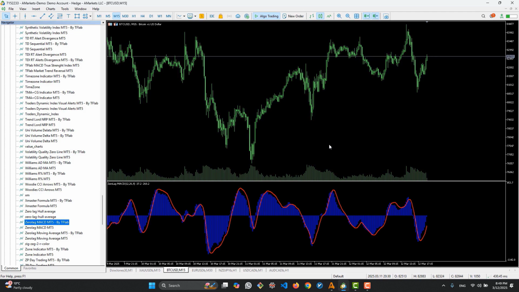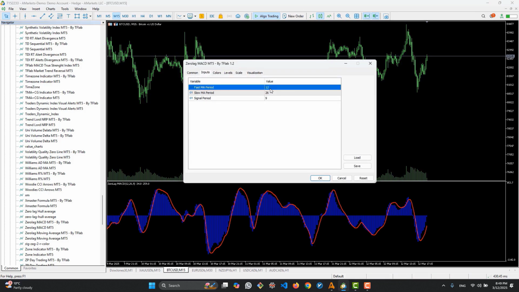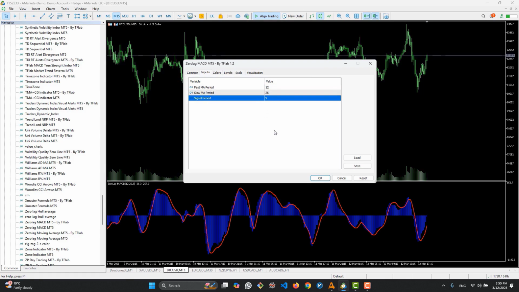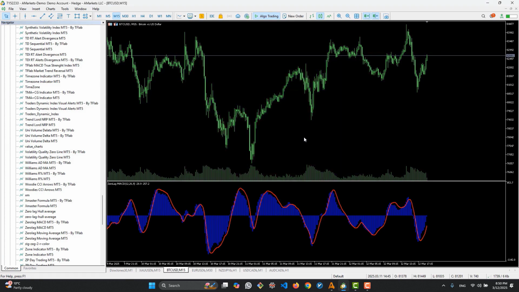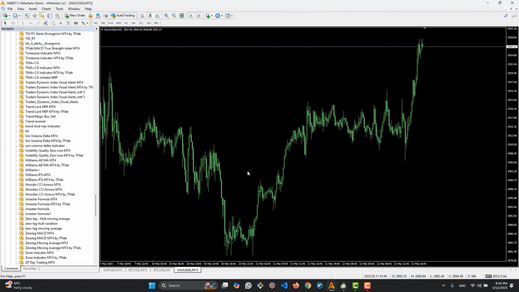Let's go over the settings of this indicator together. The first option in the settings is the fast moving average period of the MACD indicator. The second option is the slow moving average period of the MACD indicator. And the last option is the signal line period of the MACD indicator. You can also use the MT4 version of this indicator on the MetaTrader 4 platform.